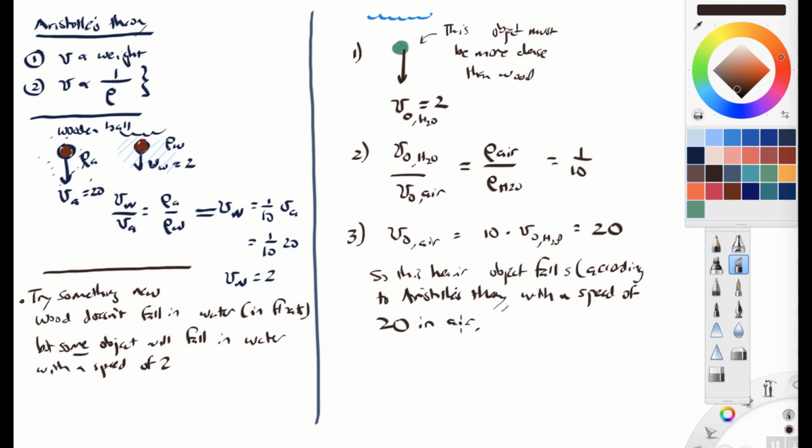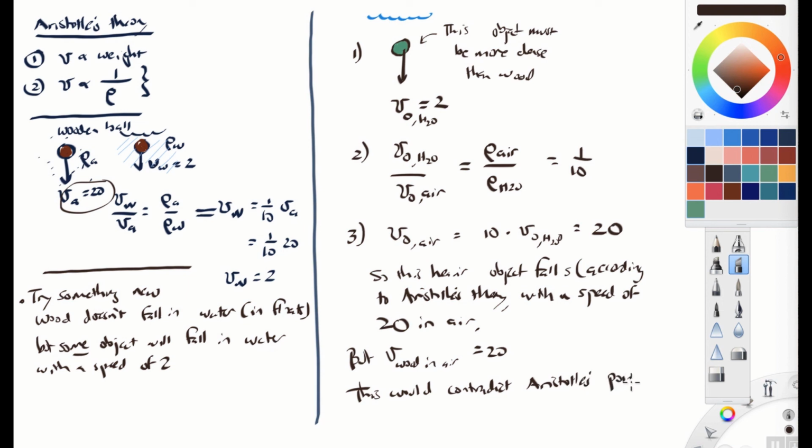But wait a minute, I thought we just said that wood falls with the speed of 20 in air. So, but the velocity of wood in air is 20. And I thought, according to Aristotle, the speed of a falling object depends on its weight. It's proportional to the weight, right? Wood is not going to weigh as much as this object here, because after all, it's more dense than wood. But we just found that this object, if it falls at the speed of 2 in water, must fall at the speed of 20 in air, which is the same as the speed of the falling wood. So we have a contradiction. So this would, no pun intended, contradict Aristotle's point 1, this point right up here, that says the velocity of a falling object should be proportional to its weight.